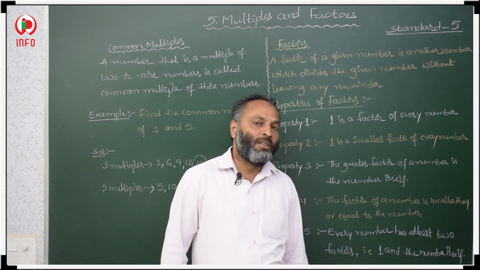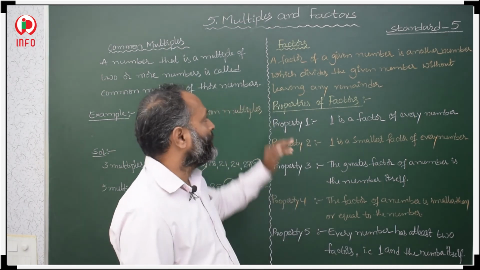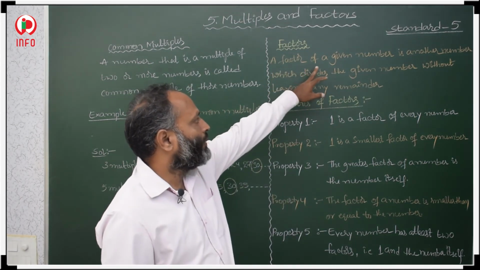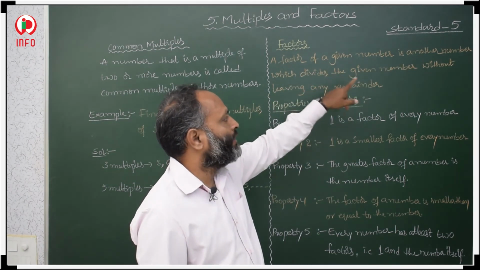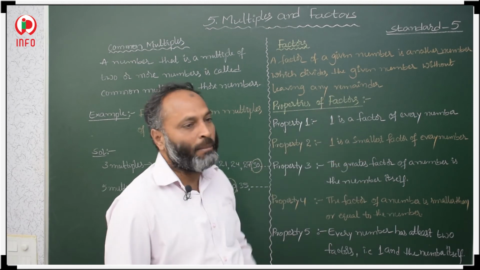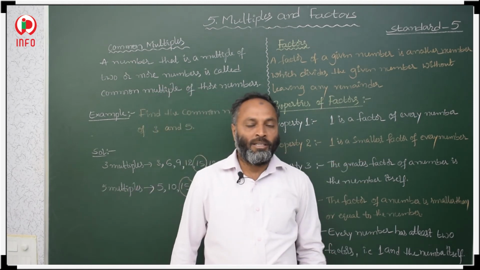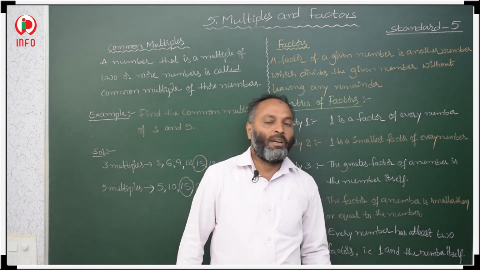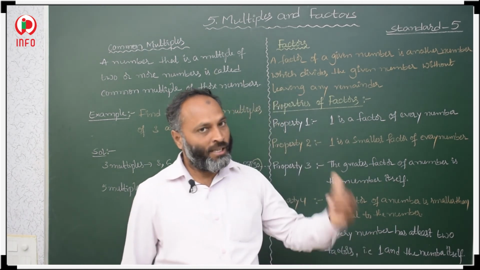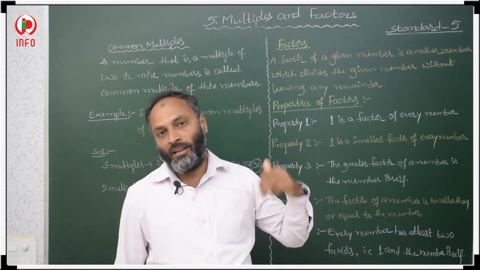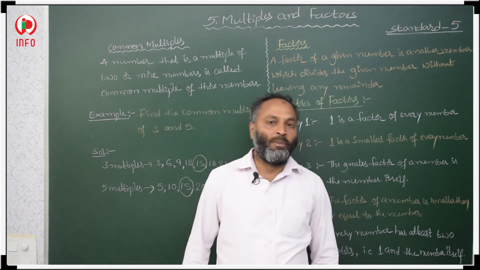What is a factor? Here, a factor of a given number is another number which divides the given number without leaving any remainder. Suppose one number is there, that number divides another number without remainder, then we can say that the first number is a factor of the second number.